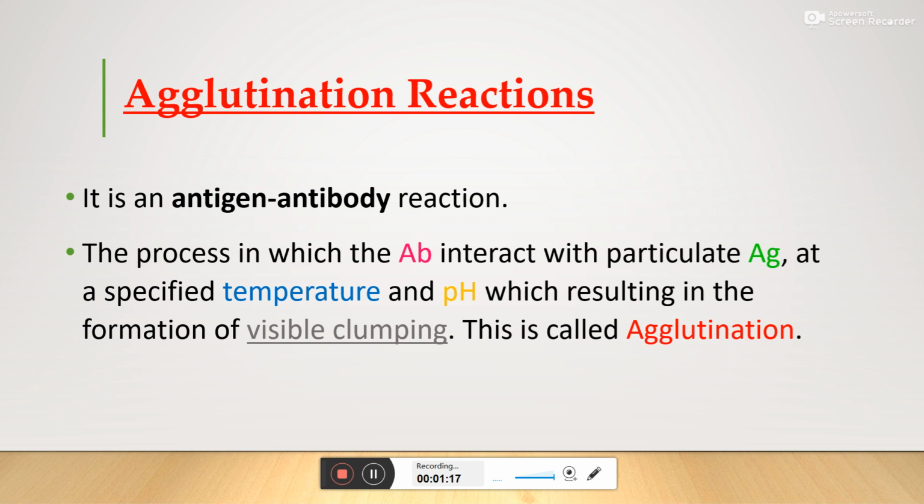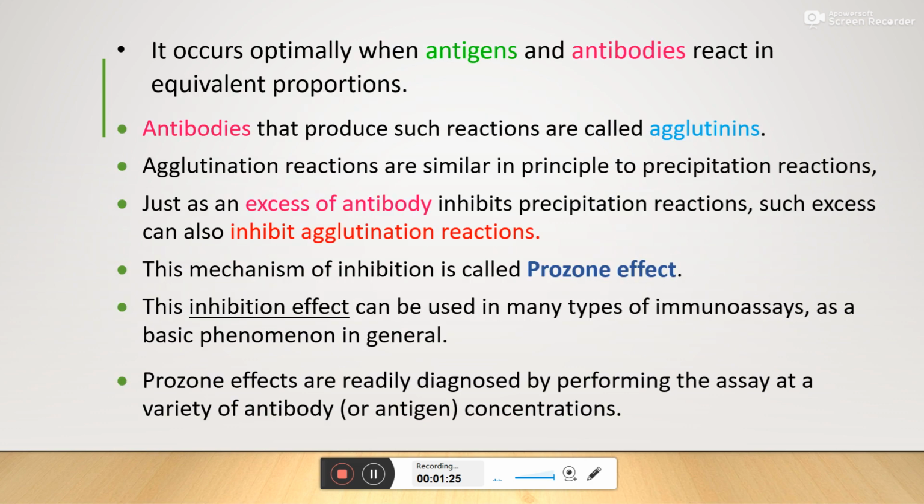The antibodies that produce these reactions are called agglutinins, and this reaction occurs optimally when the antigen and antibodies react in equal proportion. Agglutination is similar to the principle of precipitation reaction. When excess antibody is present, it will inhibit the agglutination reaction. This mechanism of inhibition is called the Prozone effect. So the Prozone effect is that when excess antibody is present, it inhibits the agglutination reaction.